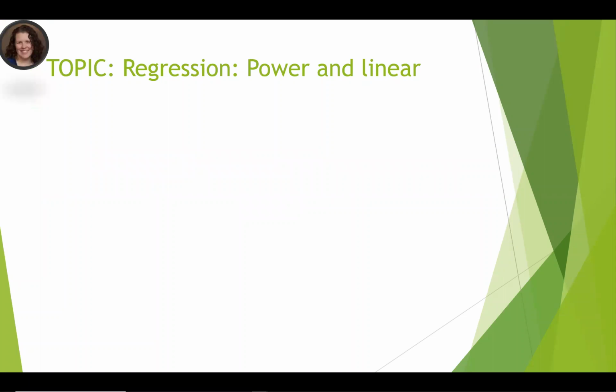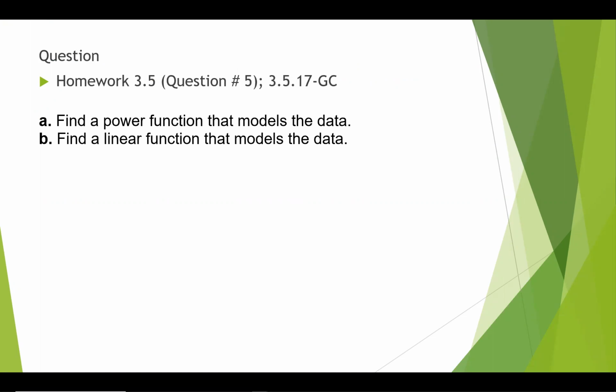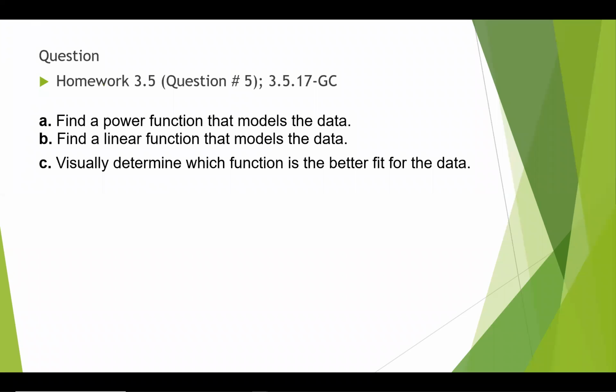Today we're going to talk about regression for power and linear functions. I'm specifically going to talk about homework from chapter 3.5, question number 5, or 3.5.17/GC. So this question asks about finding a power function, finding a linear function, both that model the same set of data, and visually determining which function is a better fit for the data. There's our data.